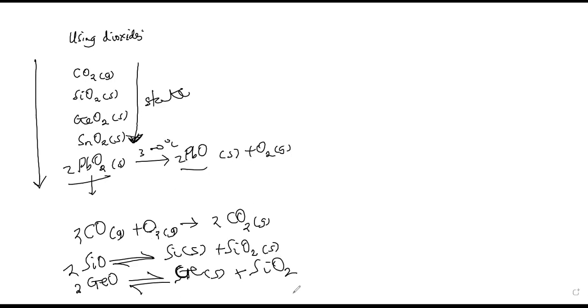What does it imply? It implies that the stability of the plus two oxidation state increases. That's why the monoxides are not stable, that's why they undergo disproportionation, and that's why carbon monoxide undergoes oxidation. So the plus two oxidation state stability increases as you move down the group, while the plus four oxidation state instead decreases.